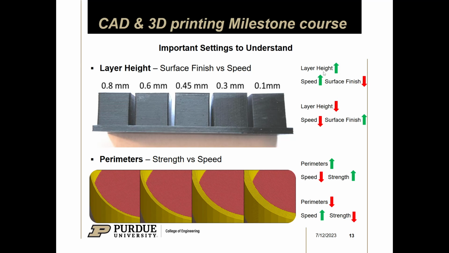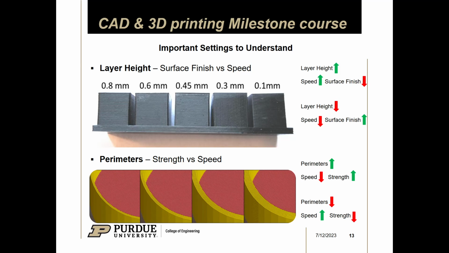So again, you can see here, as you increase the layer height, your speed will go up just because there's less movement for your machine to reproduce the part. But your surface finish might suffer, right? It's not going to be as smooth as 0.1. And then the opposite is true if you decrease the layer height.